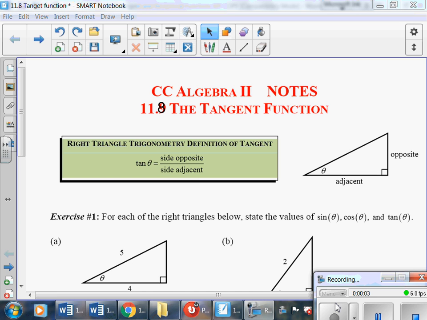And we're back to Common Core Algebra II. Today we're going to talk about 11.8, which is the tangent function.